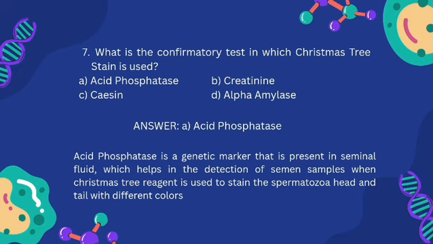This is a genetic marker which is present in seminal fluid. So, when we use the Christmas tree staining to stain the spermatozoa's head and tail with different colors, acid phosphatase reacts with the Christmas tree reagent and will help us to detect the spermatozoa in the semen sample.